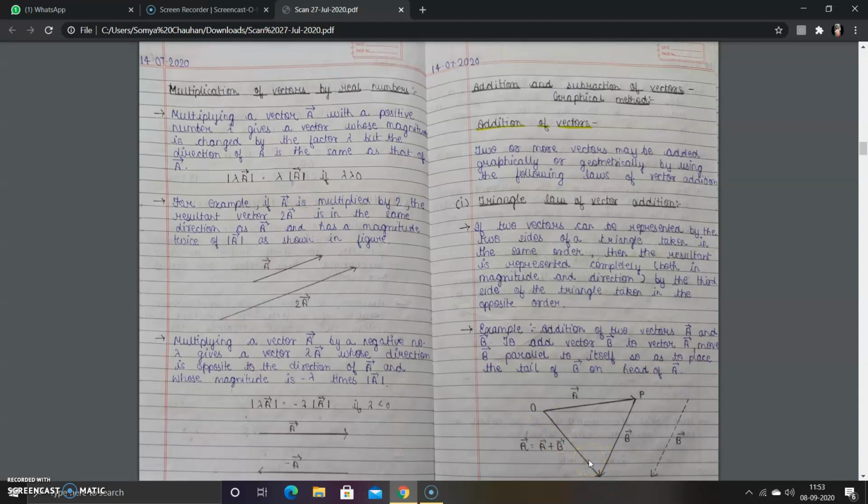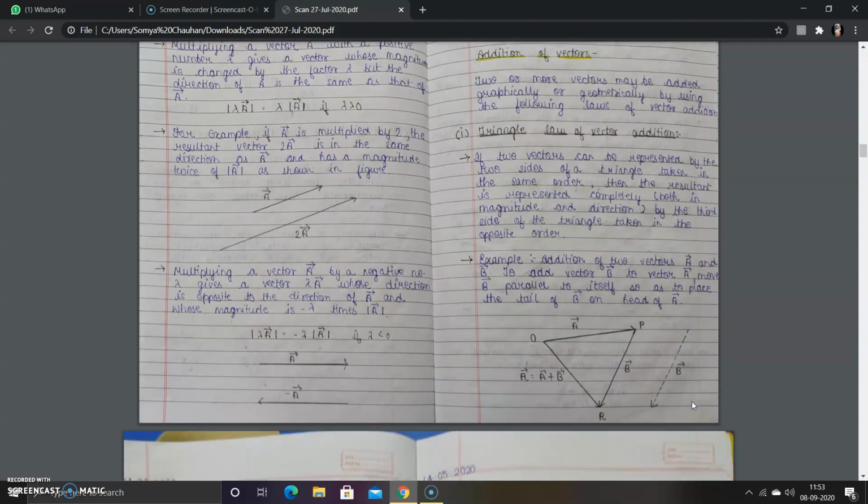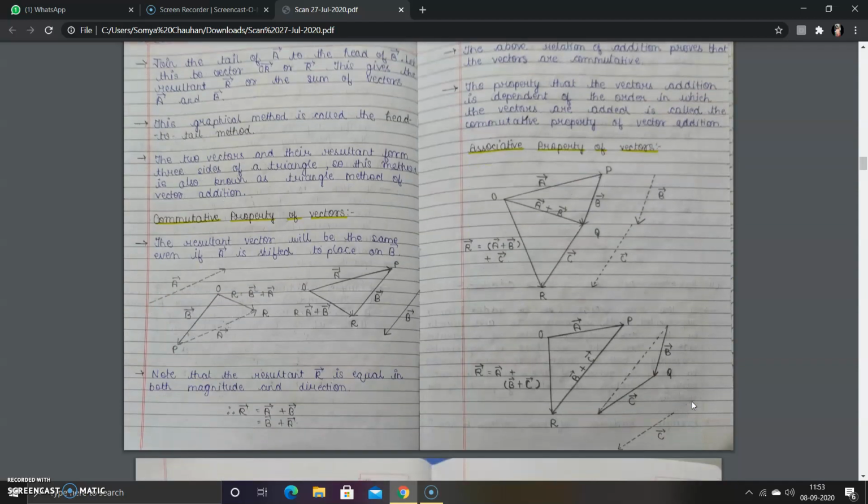That will give you the A plus B. In this case, A is fixed while the B is shifting. The next condition is, this is the triangle law of vector addition. Next हमारा आता है commutative property of vectors.